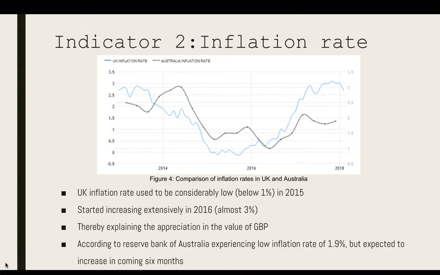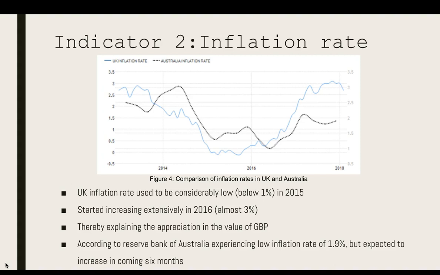Another indicator is the inflation rate prevailing in these countries. As is evident from the above figure, the rate of inflation of the UK, which used to be low, below 1% in 2015, started increasing post-2016 and reached almost 3%, thereby explaining the appreciation in the volume of GBP. According to the Reserve Bank of Australia, Australia, on the other hand, has been experiencing a low inflation rate of 1.8% compared to the past couple of years, 1.9 to 2.1%, but it is expected to increase in the coming 6 months to some extent.